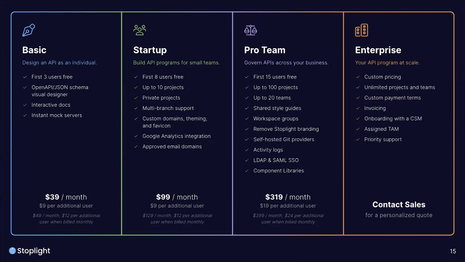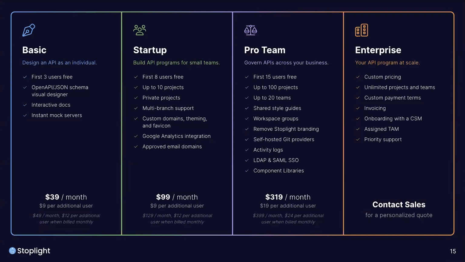By leveling up to the Stoplight Pro Team plan, your subscription includes 15 seats on up to 100 projects, along with 20 teams. Again, you can purchase additional seats as needed. The Pro Teams plan also unlocks additional single sign-on options such as SAML and LDAP, additional Git provider options such as GitHub Enterprise and Azure DevOps Server. Pro Teams also offers access to the discussions feature to help build collaboration when designing your APIs, along with access to component libraries and our new catalog API functionality.